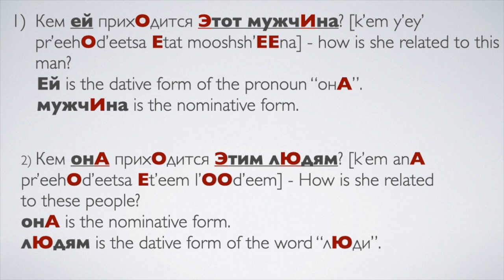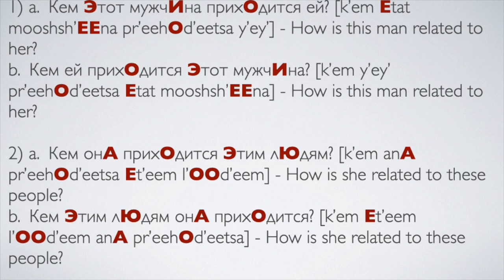Remember, in Russian there is no fixed word order in a sentence. I can say number 1. Кем этот мужчина приходится ей? Or кем ей приходится этот мужчина? Number 2. Кем она приходится этим людям? Or кем этим людям она приходится? Personally, I think that in the first case, the second option is more commonly used, whereas in the second case, the first option is more typical.